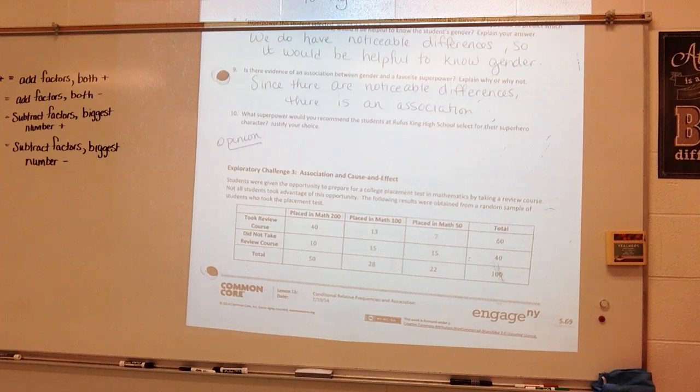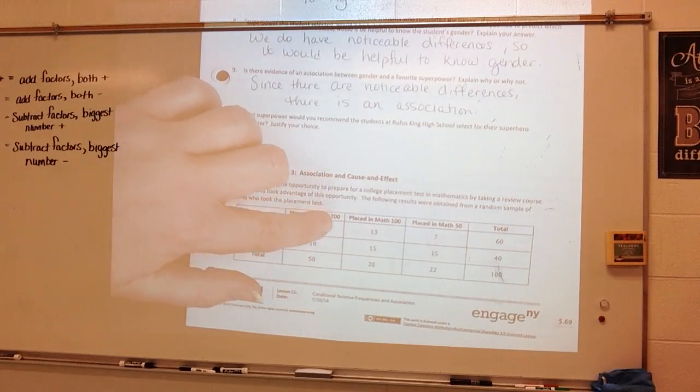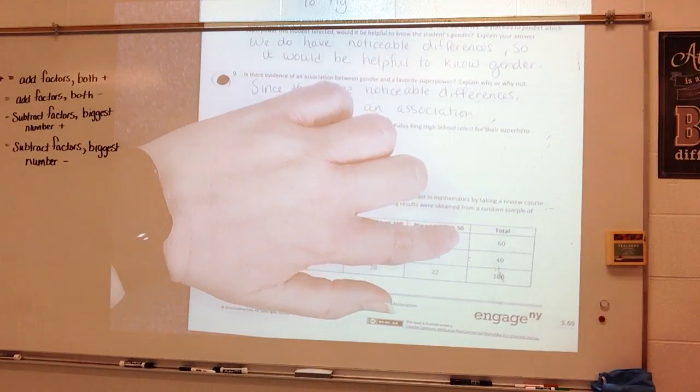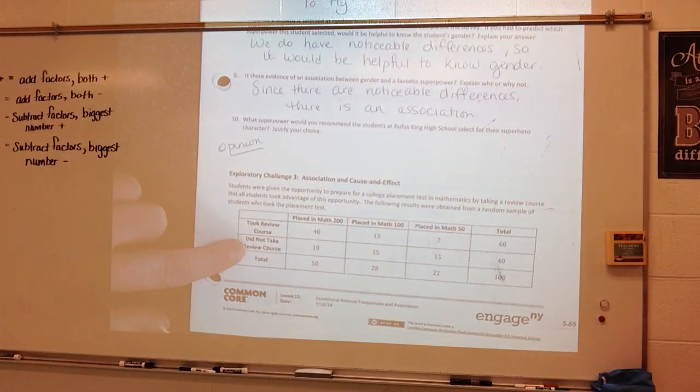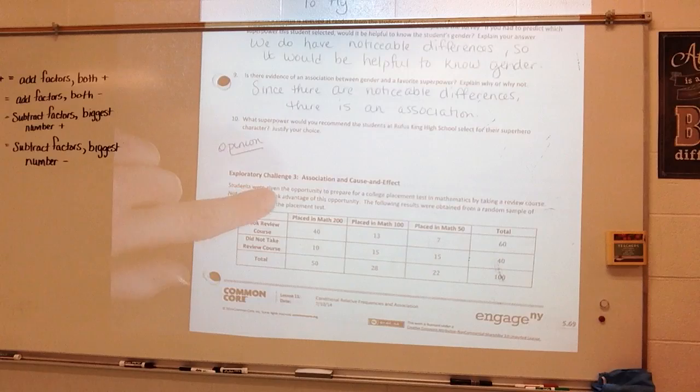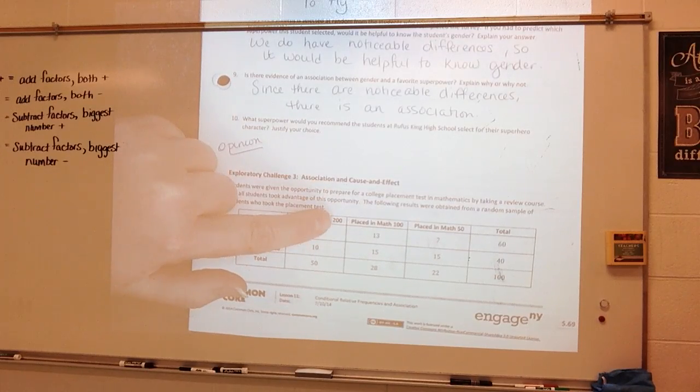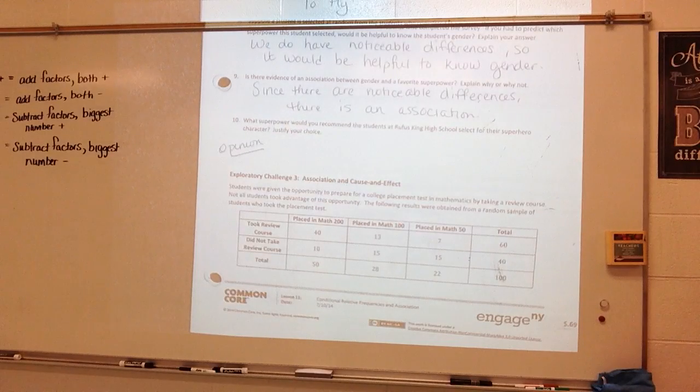Alright, exploratory challenge number 3. Students were given the opportunity to prepare for a college placement test in mathematics by taking a review course. Not all students took advantage of this opportunity. The following results were obtained from a random sample of students who took the placement test. Alright, so let's look. They took the review course, placed in Math 200, placed in Math 100, placed in Math 50. This was our total. Did not take the review course, and where they were placed, and then the total. Math 200 is the highest math, then it gets lower from there. So just so it can help you understand this table.